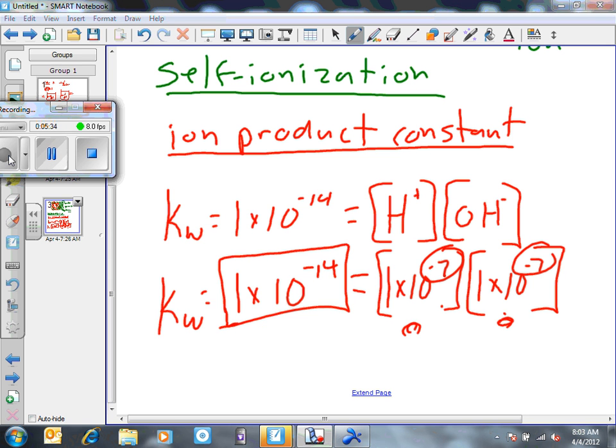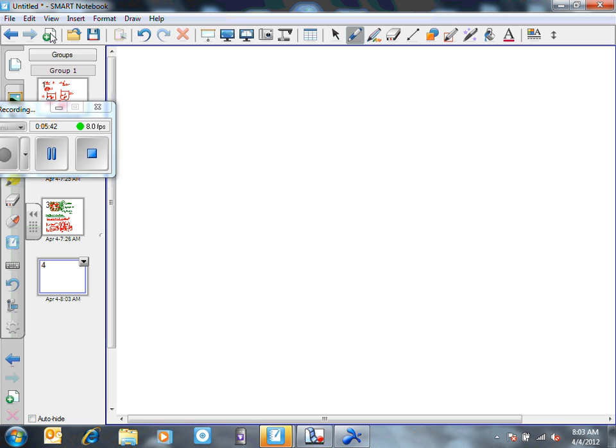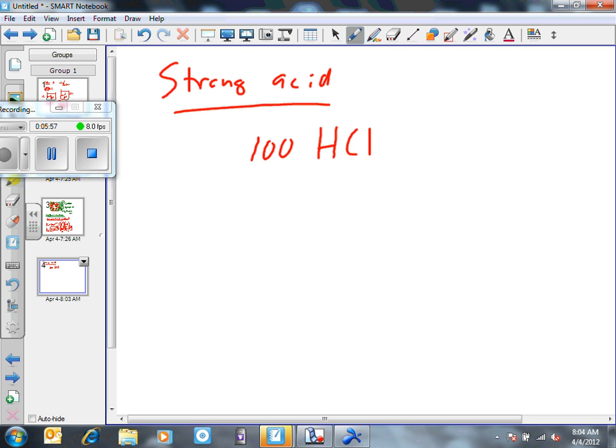Okay, so that brings us to the discussion about what's different with an acid in water. So one thing that we need to define is a strong acid, and that is one that completely dissociates. So HCl is a strong acid, and what that means is if I put 100 pieces of HCl in water, then I'll get 100 protons, and I'll get 100 negative chlorine ions. That's what a strong acid is. It goes through complete dissociation.